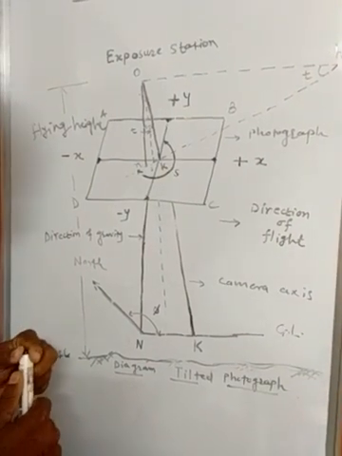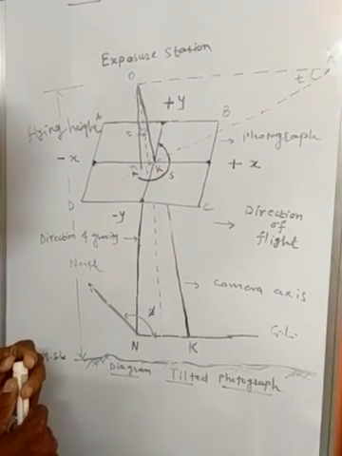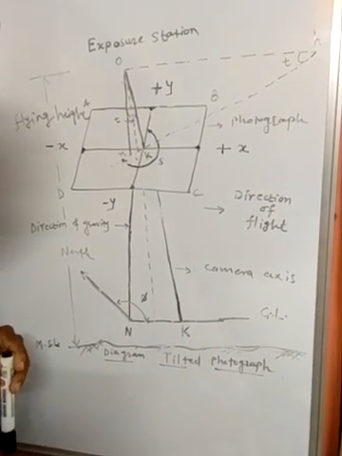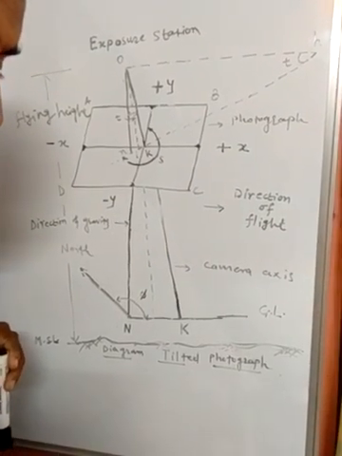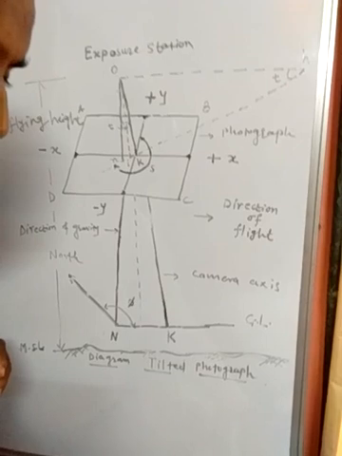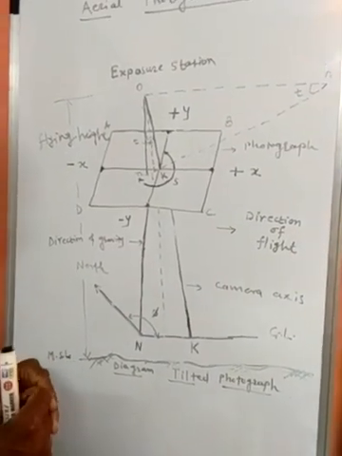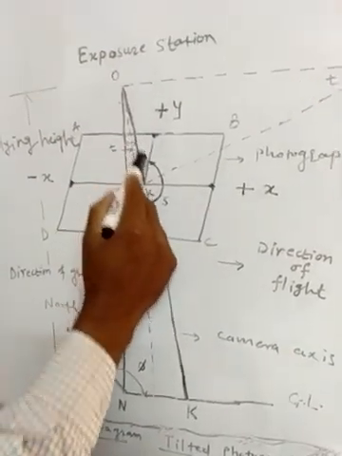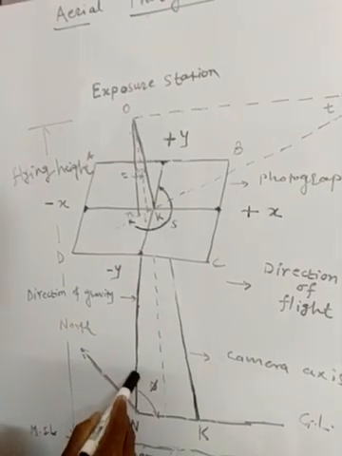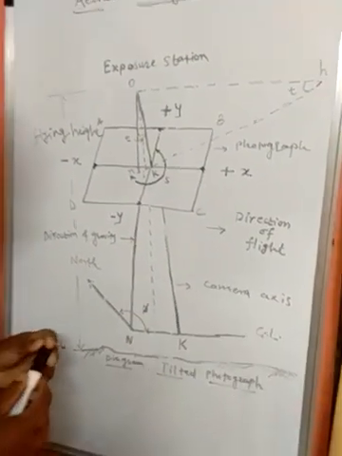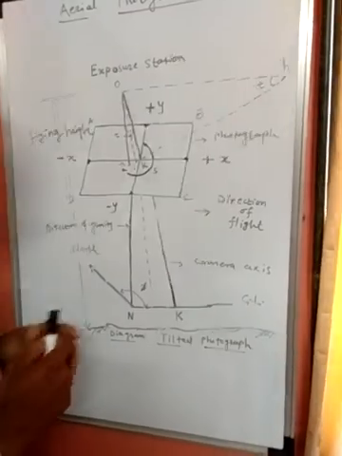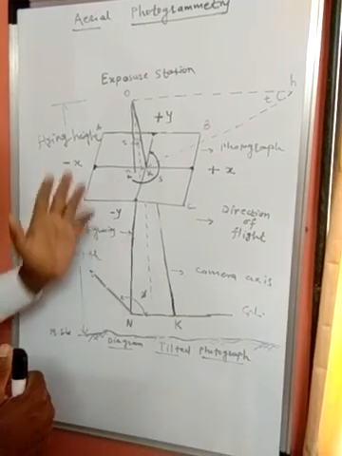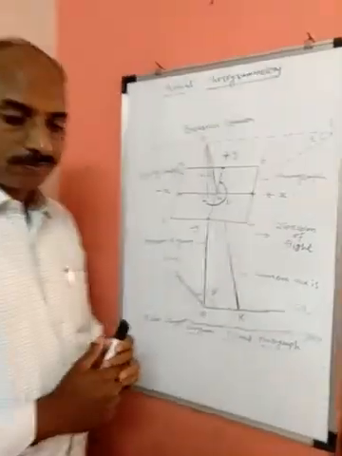Tilt in the photograph is the vertical angle defined by the intersection of the camera axis and the direction of gravity. This tilt is at the exposure station, between the optical axis and the plumb line. So this is the basic terminology.